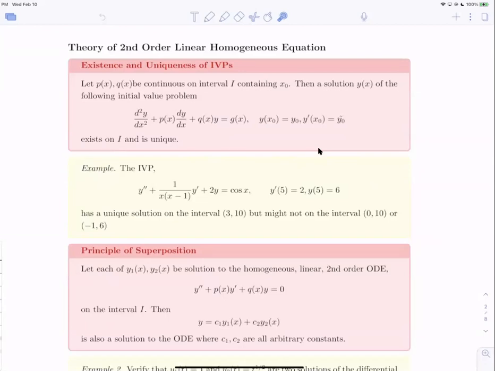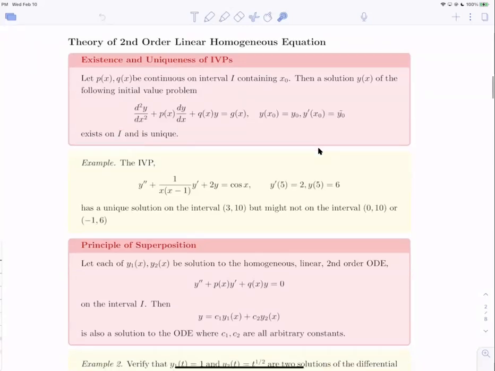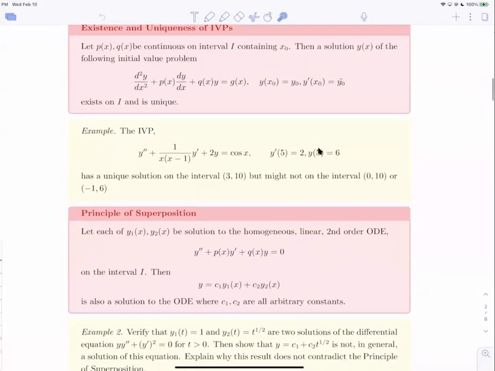So existence and uniqueness of IVP is very similar for nth order as well. For nth order, you'll not just have P and Q, you might have P1(x), P2(x), P3(x), and so on. If they're all continuous, then the solution of the initial value problem exists and it's unique.